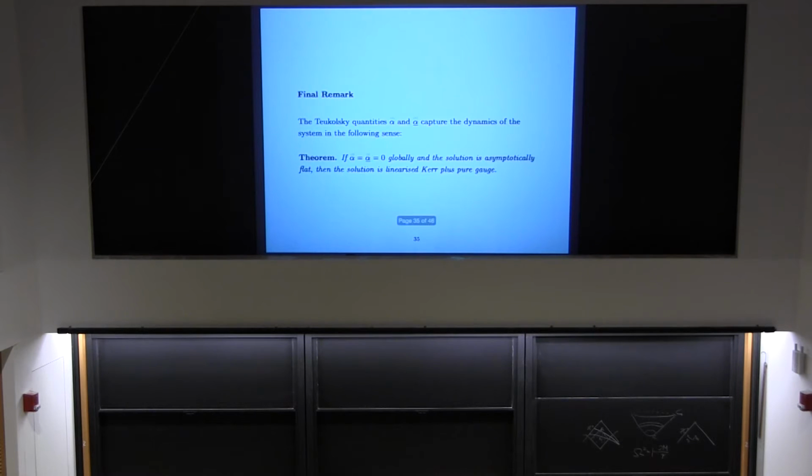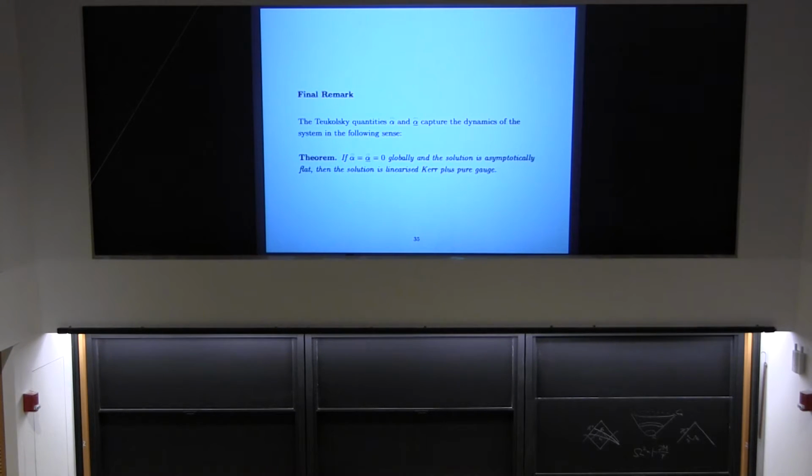Okay, very good. One final remark about the role of these Teukolsky quantities alpha and alpha bar. Well, they actually capture the dynamics of the system in the following sense: if you consider a solution which satisfies alpha and alpha bar equal to 0 globally, and your solution is asymptotically flat, then you actually have to be linearized Kerr plus a pure gauge solution.